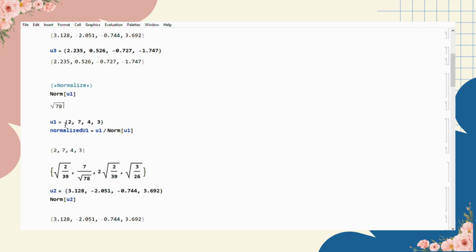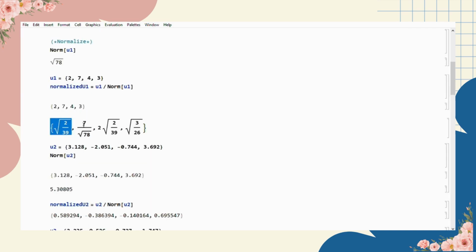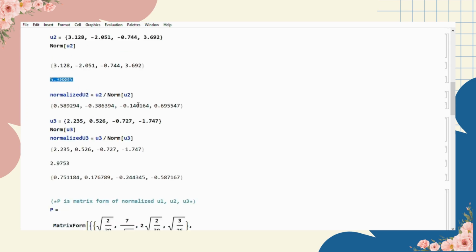Next, we normalize u1 by dividing u1 by norm u1, and the answer we got is: square root of 2 over 39, 7 over square root of 78, 2 times square root of 2 over 39, and lastly square root of 3 over 26. For the next one, which is u2, we norm our vector u2, and we got the answer 5.30805. So next, we normalize u2 by dividing u2 by norm u2. We got the answer 0.589294, negative 0.386394, negative 0.140164, and last one 0.695547.